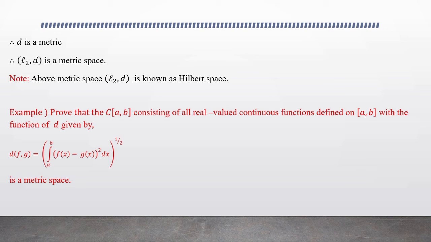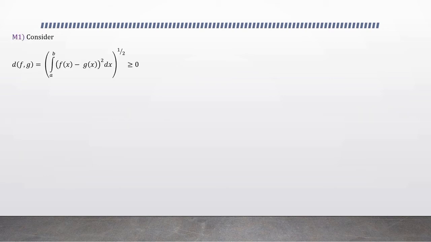So first is non-negativity. Consider d of f, g. Putting in the value of d of f, g, here we have (f of x minus g of x) square, so this is positive. So we get the integration of positive terms, and here also a is less than b. Therefore the integration must be positive, and the square root of a positive is positive, and therefore d of f, g is greater than or equal to 0. So it satisfies the non-negativity.